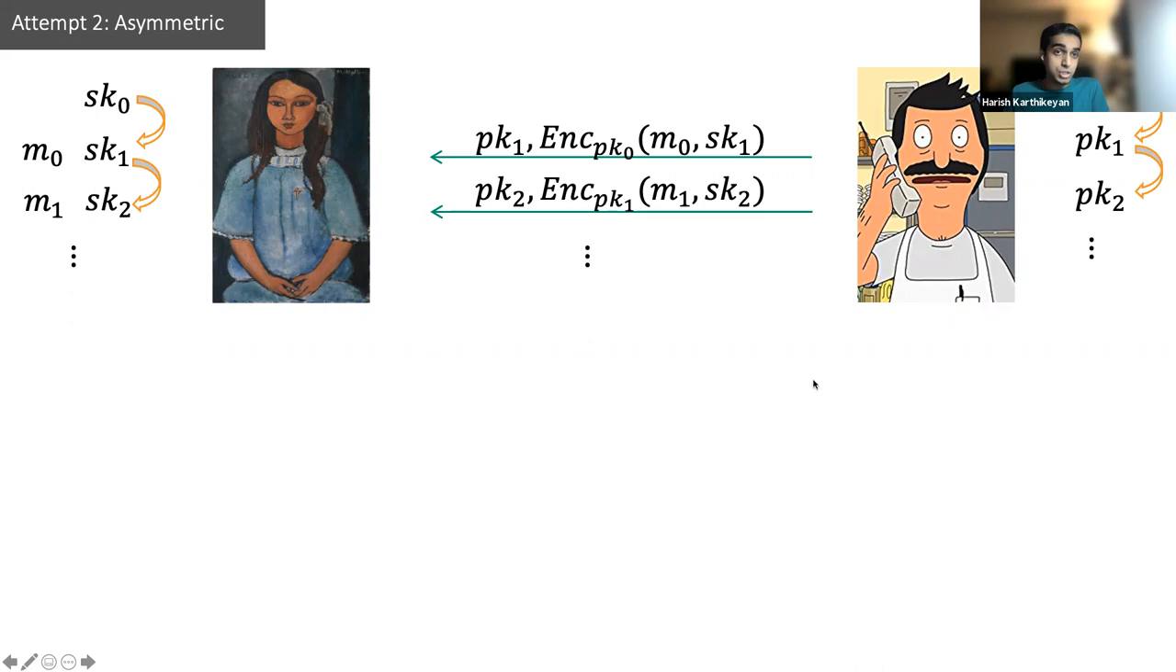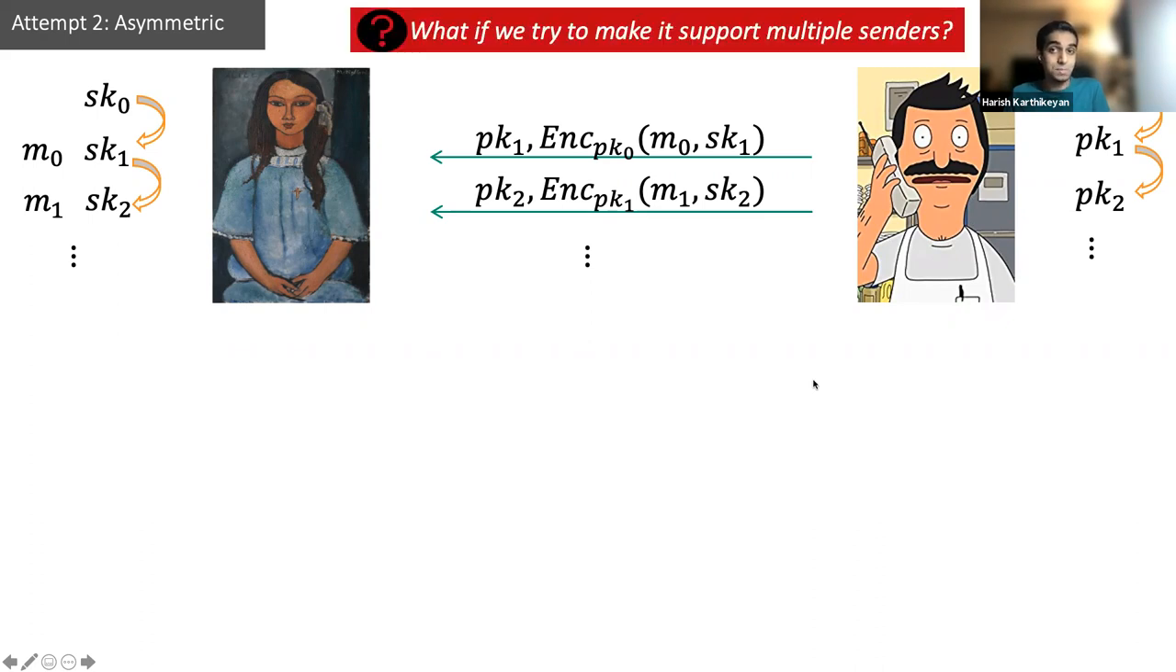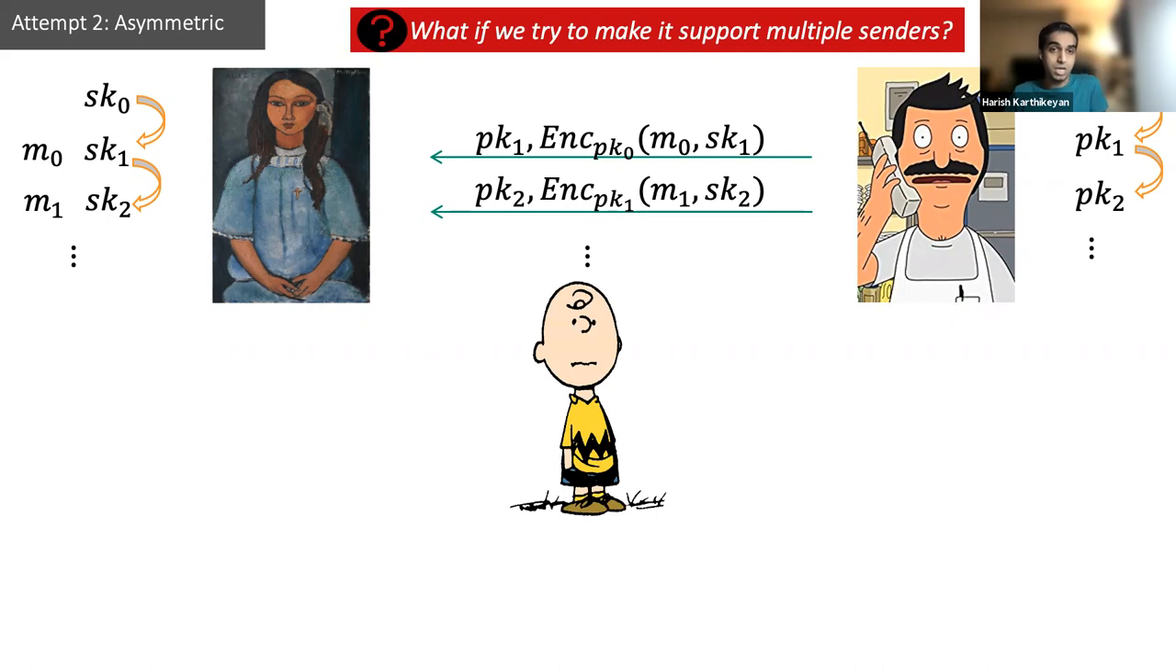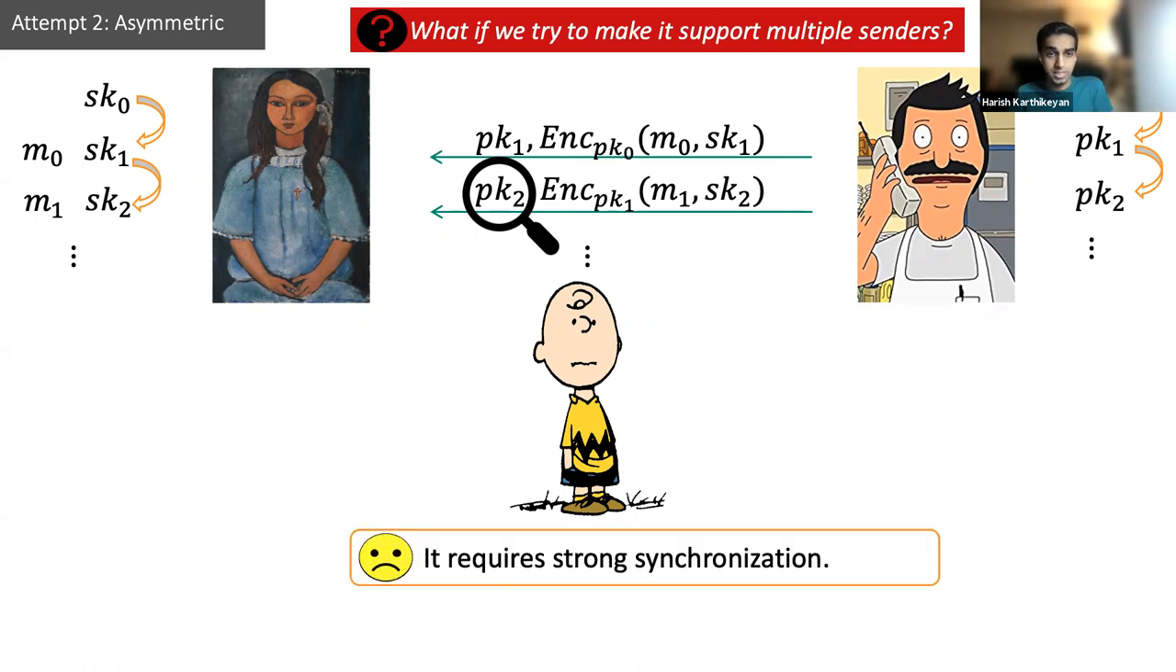However, recall that the issue that we had was that we wanted to support multiple senders. So what if we have another user, Charlie, who also wants to send messages to Alice? One immediate issue is that Charlie needs to keep track of the most recent message so that Charlie knows the public key that is most current and can use that public key to encrypt messages. Specifically, Charlie needs to know PK2 to encrypt a message using PK2. So in essence, this requires strong synchronization.